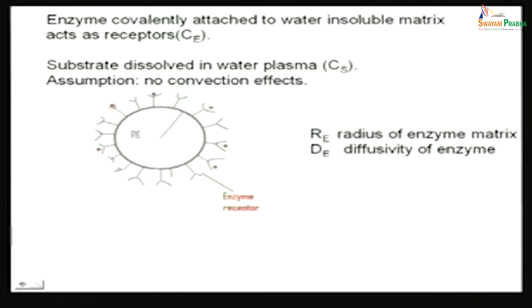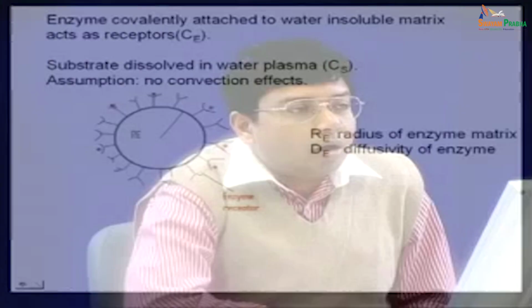So, going back to the picture, this is my matrix, and Re is the radius of the enzyme matrix, D is the diffusivity of the matrix, and your enzymes are the red dots out here, with the receptors bound to it, and the substrate is in the plasma or the water surrounding it, let us say plasma if it is in a biological system. So, what do you think will be the process here? Let us talk about the process first before we try and do any calculations. How are things going to happen?